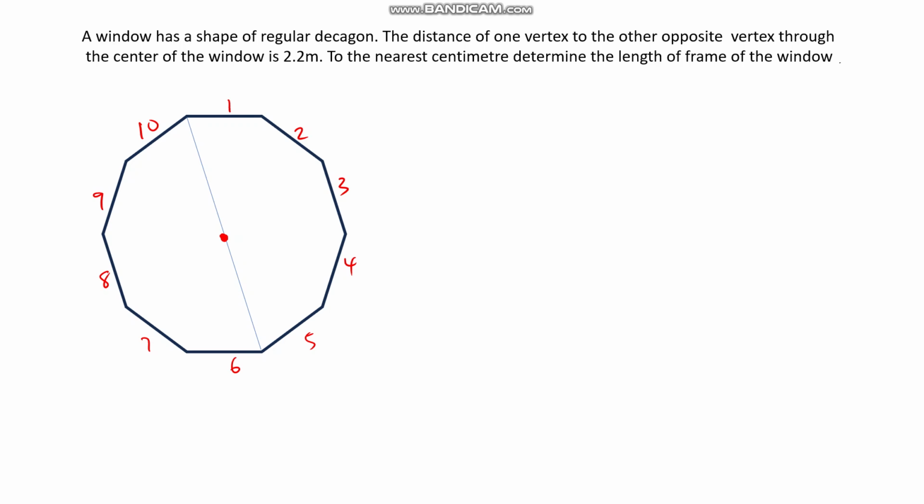The distance from one vertex to the opposite vertex through the center, so this is a line showing the distance to the center of the window, this center marked by the red dot, is 2.2 meters. You see that arrow? The arrow is the one noting the distance, which is 2.2 meters.